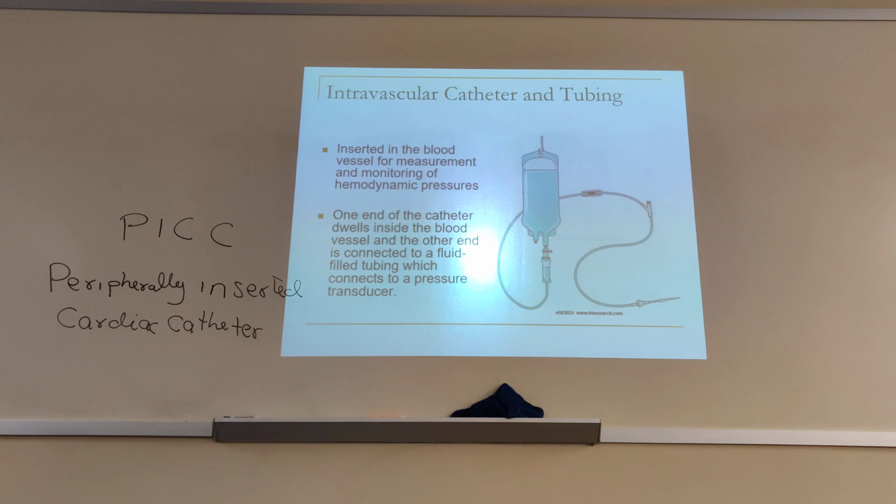One end of the catheter dwells inside the blood vessel, and the other end is connected to a fluid-filled tubing, which connects to a pressure transducer. And you can see it there. There's the catheter, here's the tubing, and then it connects to the transducer. Any questions about the indwelling catheter?